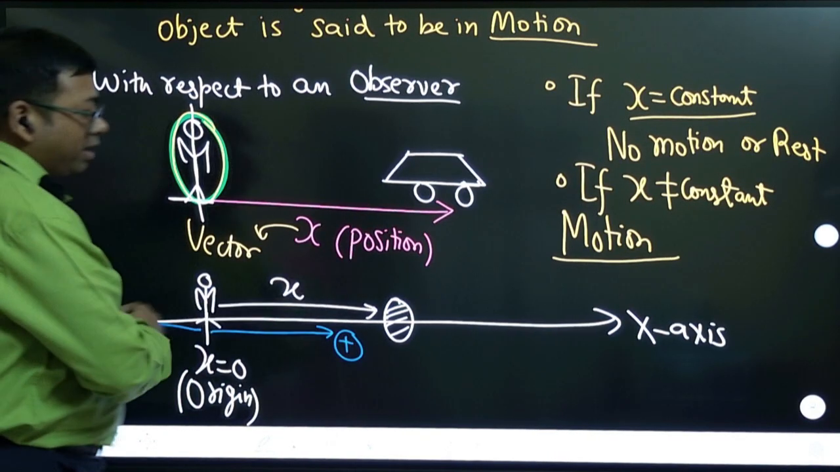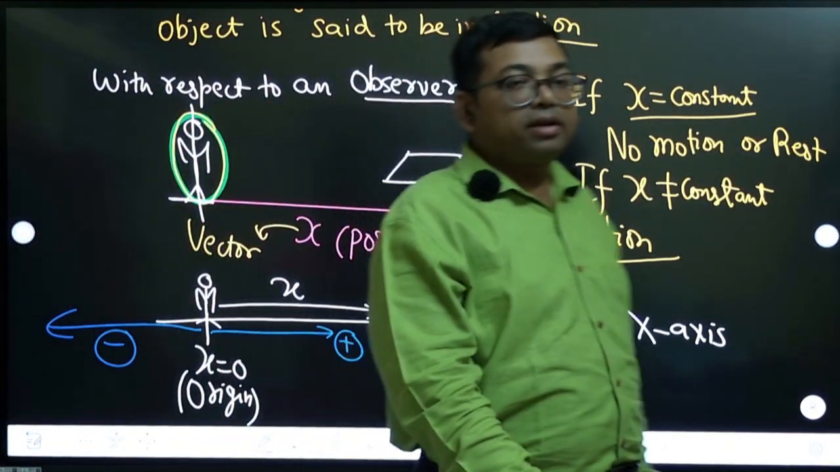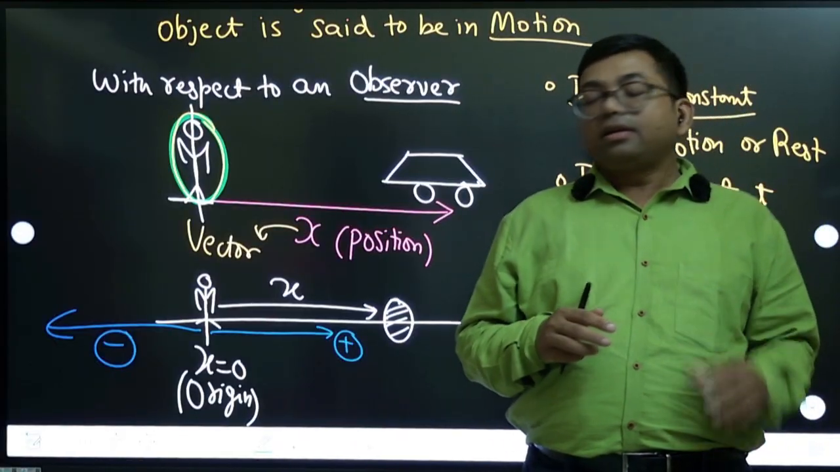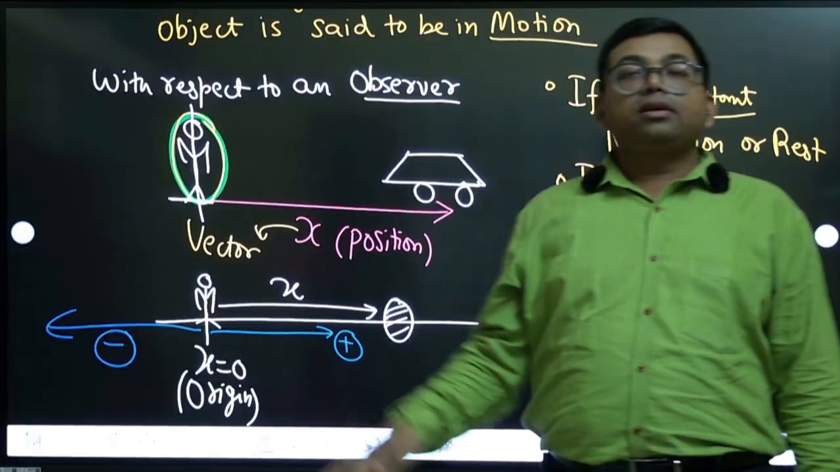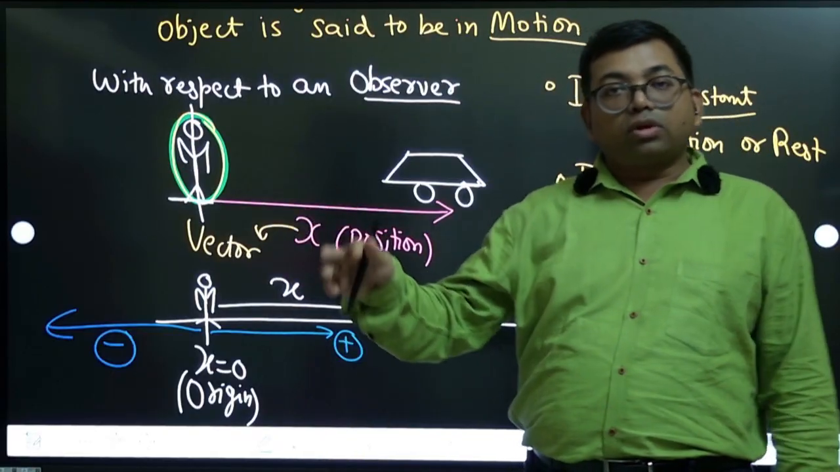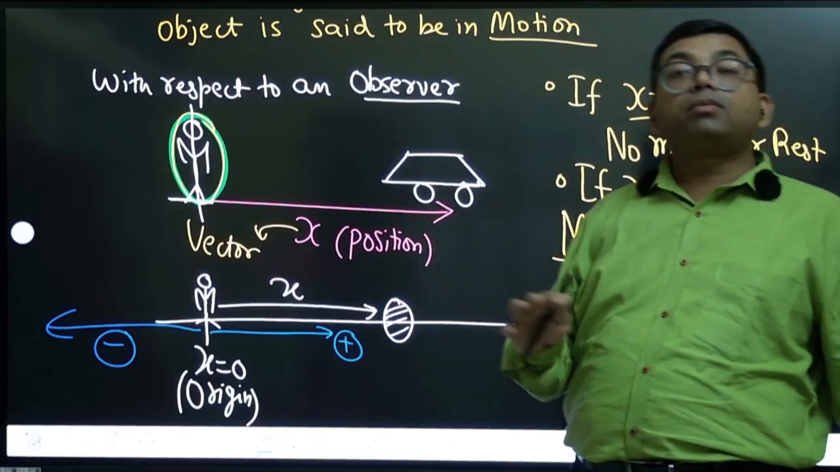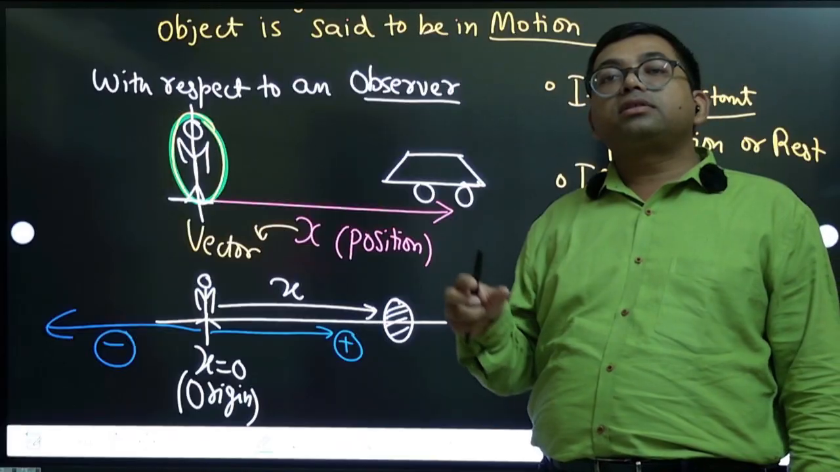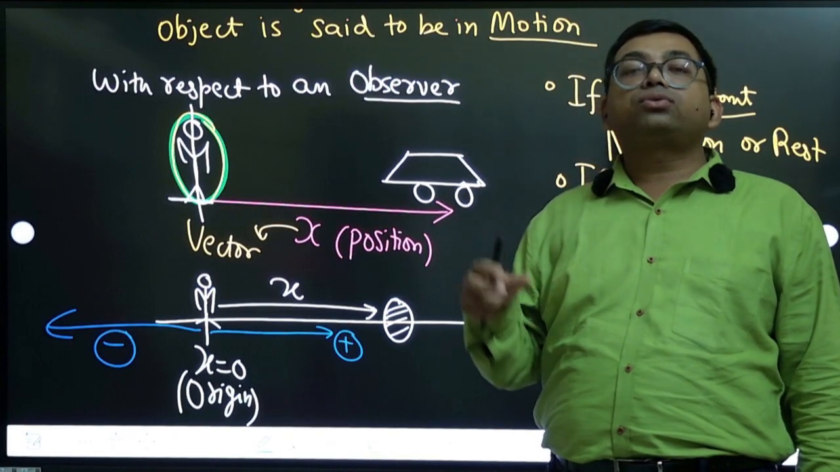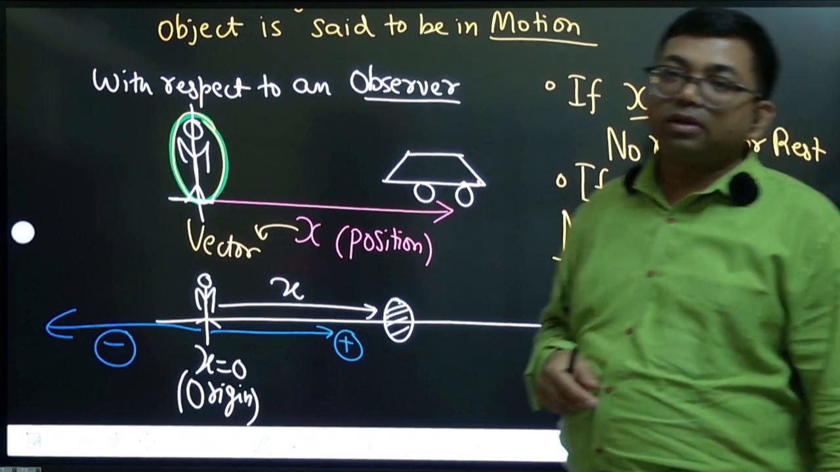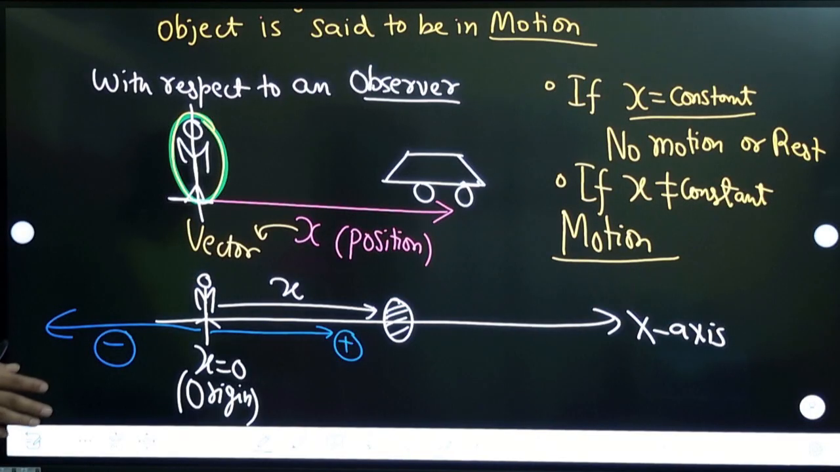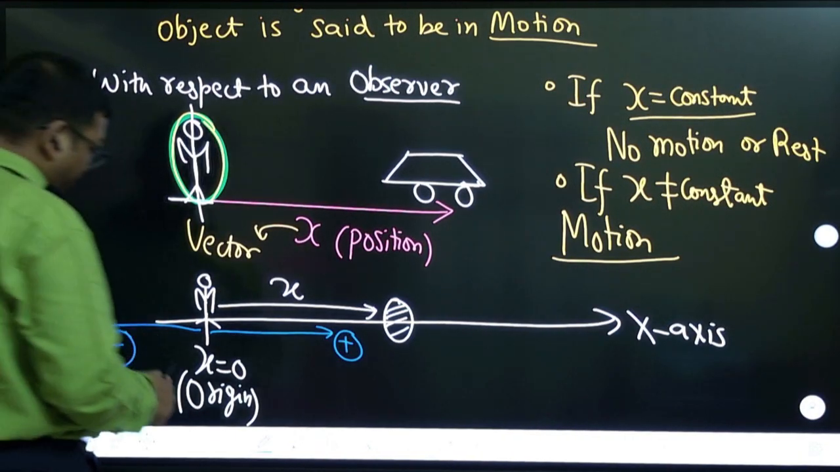So if a body is moving in a straight line, we can indicate the position with a plus or minus sign. If it is towards the left side 2 meter, it will be minus 2. If it is right side 2 meter, it will be plus 2. Okay. So position is important. It has a magnitude as well as direction. So in a straight line, we can write the direction with plus minus. This is the first thing.